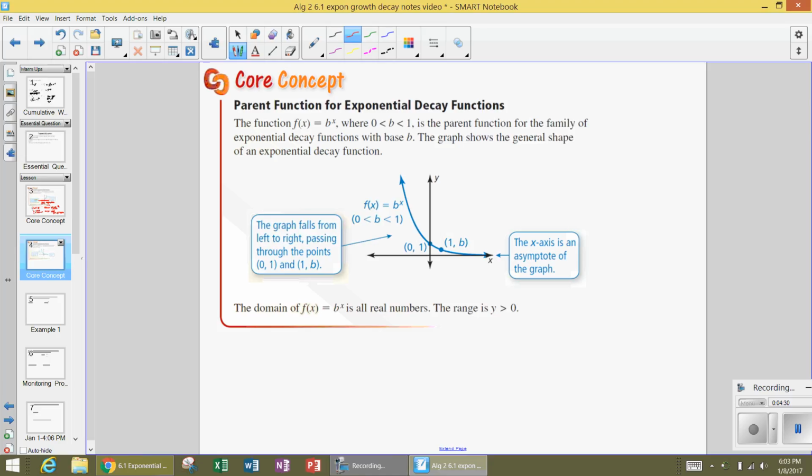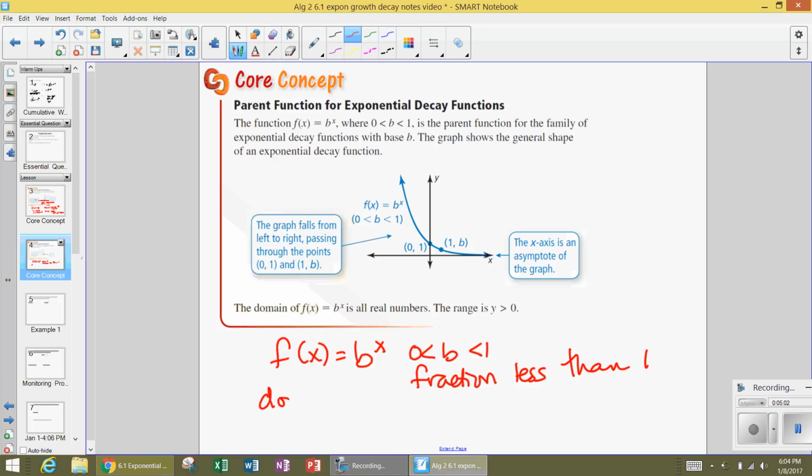Okay, we have here another exponential function. And in this case, we have f of x is equal to b to the x, but this time, b is going to be between 0 and 1. So our base is going to be a fraction less than 1, which ends up flipping our graph around, reflecting it over the y-axis. But all the other information is still the same.